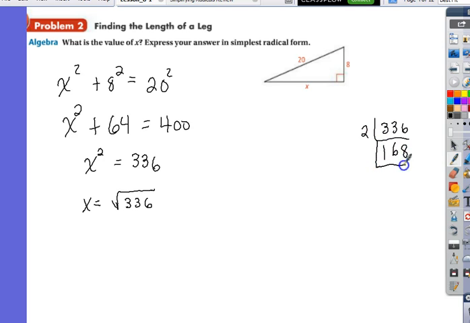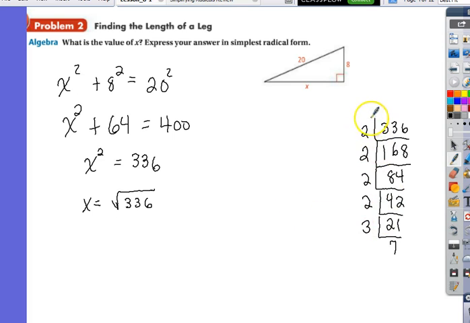So is that like something you wouldn't let us use our calculator on? You should not need to use your calculator on this. 2 will go into 168 84 times. 2 will go into 84 42 times. 2 will go into 42 21 times. Well, 21 is not prime, but 2 won't go anymore, so I go up to the next prime number, which is 3. 3 goes into 21 7 times, and 7 is prime.